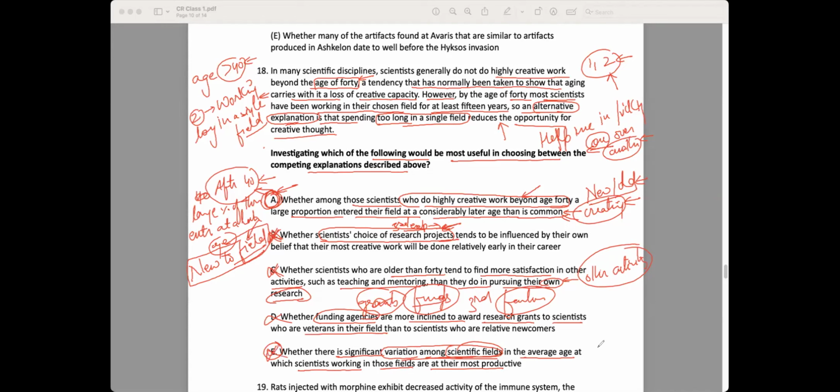Option E is also irrelevant because we are talking about some third factor, which is variation among the fields. Okay, in one field, people are more creative, in another field, people are less creative. It takes away both the explanations. It doesn't help me choose one over another. Understood?